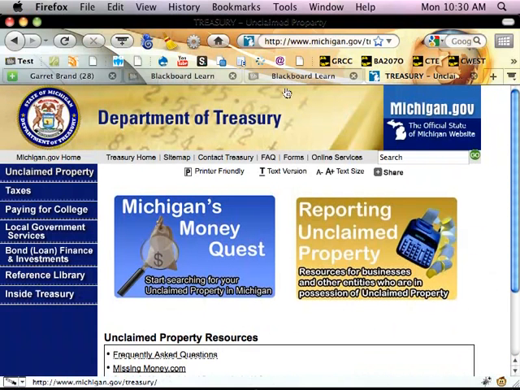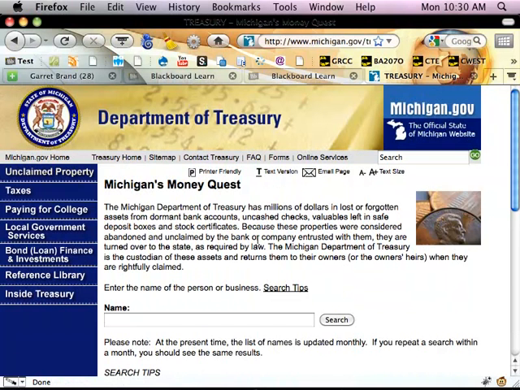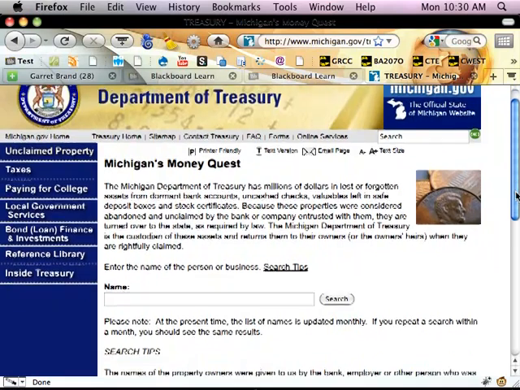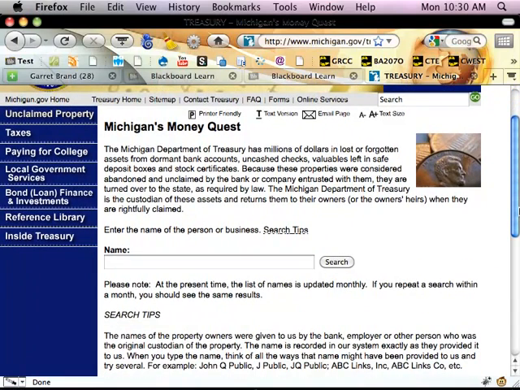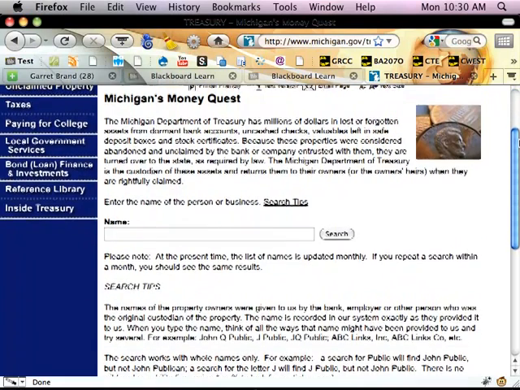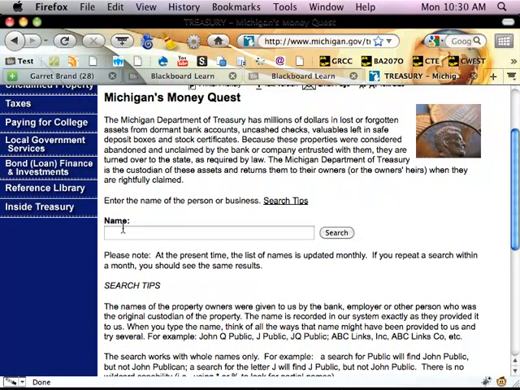Unclaimed property. Here we go. You probably gave me the direct link to it, but reporting unclaimed property, Money Quest. There you go. You knew what you were talking about. There's a penny you could claim. So then there's some searching over on the left. There's some other links to some areas of the site.